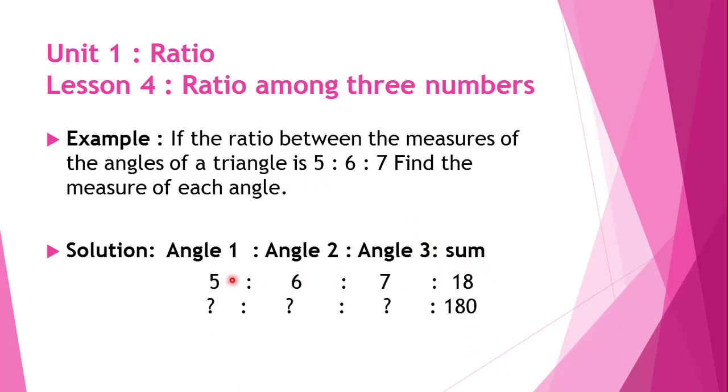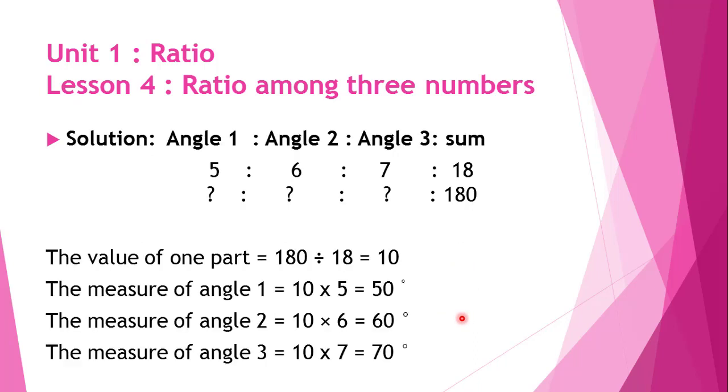So angle 1 to angle 2 to angle 3 will be 5 to 6 to 7. It's given here. And the summation of ratios, I'll add 5 plus 6 plus 7 will be 18. The real information here is that the summation is 180. It is the real summation. Okay, we can use cross product, or we can use the value of one part, then multiply it by the three angles.